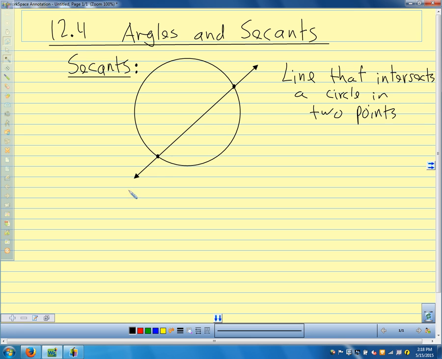So our secant line intersects our circle in 2 points. What we get in this piece of the secant is a chord. We're going to talk about secants and the different ways they can intersect, and the angles and the arcs, and the lengths that come about because of intersecting secants. Secant means to cut in Latin, so the line is cutting through the circle.